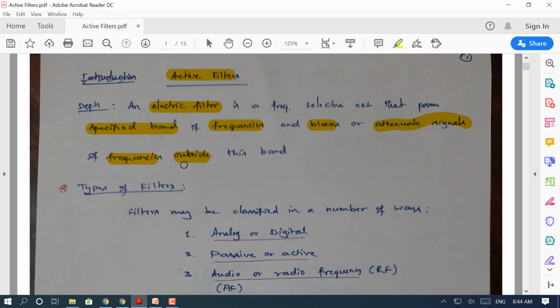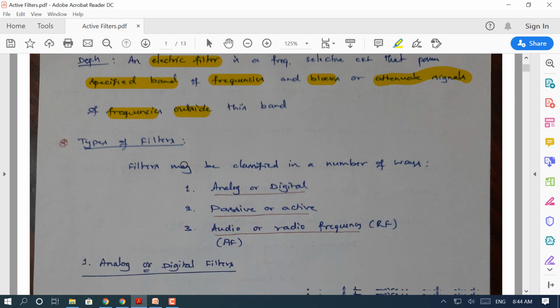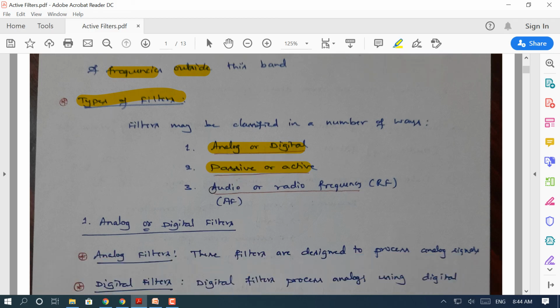Having understood the definition of a filter, let's discuss the types of filters. Filters may be classified broadly into three types. There are numerous ways of classifying filters. Mainly we can classify them into three types as follows. The first way is analog or digital filters. The second classification is passive or active filters, which we'll see one by one. The third way of classification is audio frequency filters or radio frequency filters.